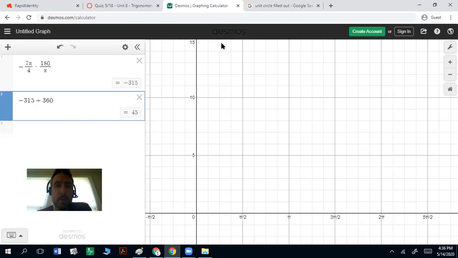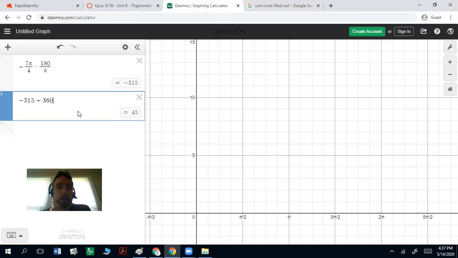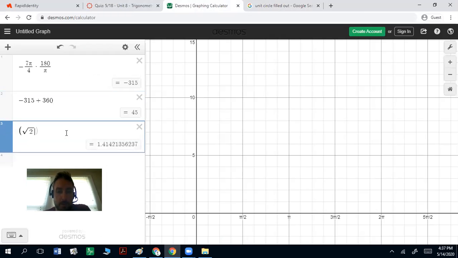So if I look at the unit circle at 45, the y value is the square root of 2 over 2, and the x value is also the square root of 2 over 2. So what happens when you divide something by itself? Well, you get 1. So if I did parentheses the square root of 2 divided by 2, and I divided that by the same thing, parentheses square root of 2 divided by 2, it's going to give me 1, right? So your answer is going to be 1.